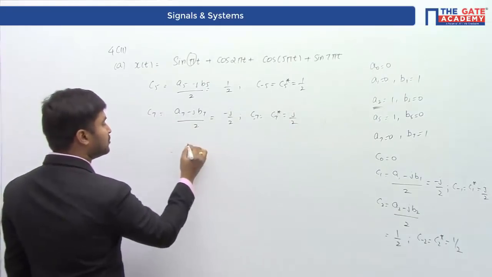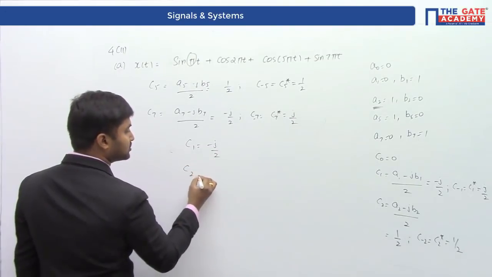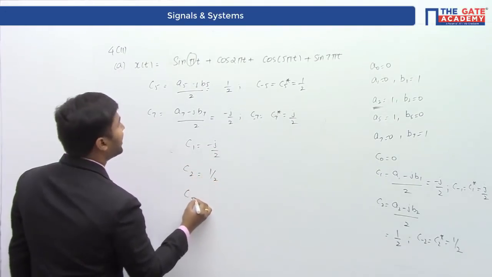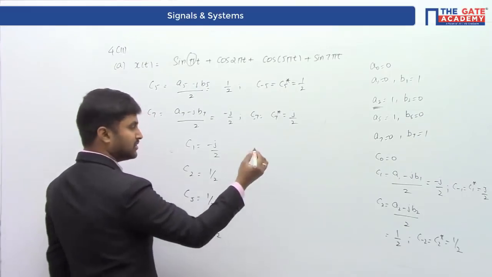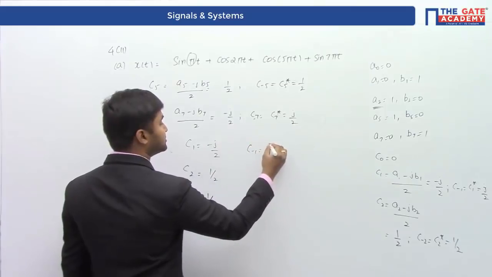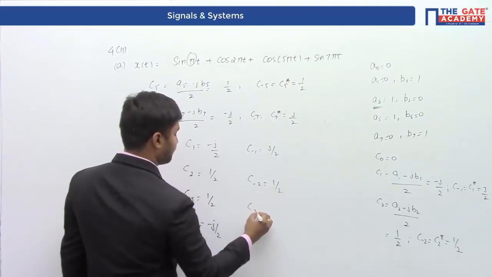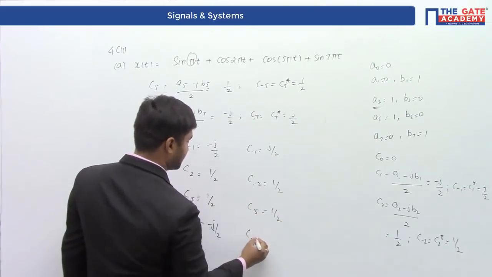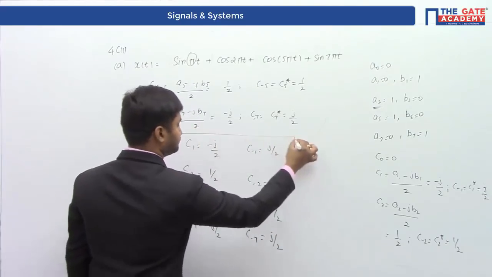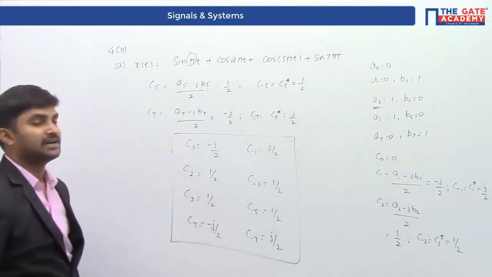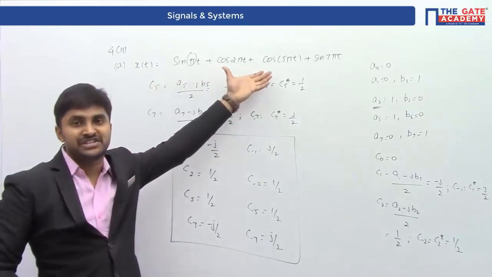So what are the non-zero values? c1 is going to be minus j by 2. c2 is going to be 1 by 2. c5 is going to be 1 by 2. c7 is going to be minus j by 2. Now c minus 1 is the conjugate of it, which is j by 2. c minus 2 is going to be 1 by 2, and c minus 5 is also 1 by 2. So these are the complex Fourier series coefficients for the trigonometric Fourier series given in the question.